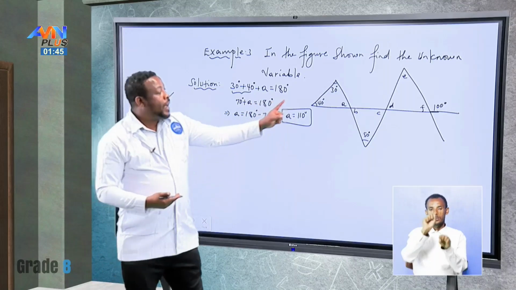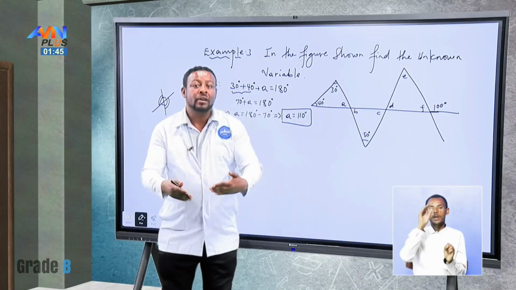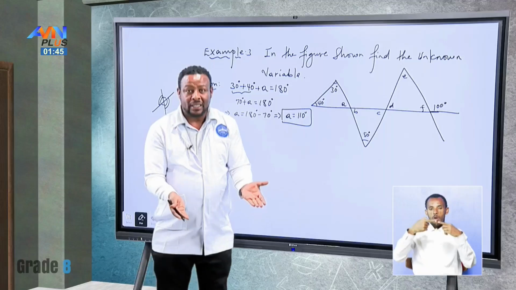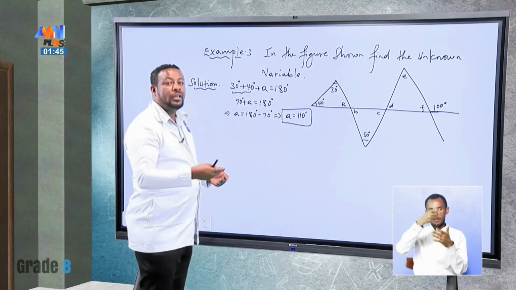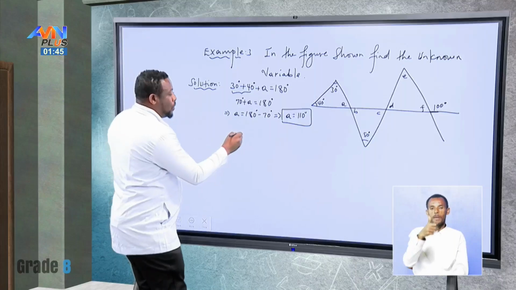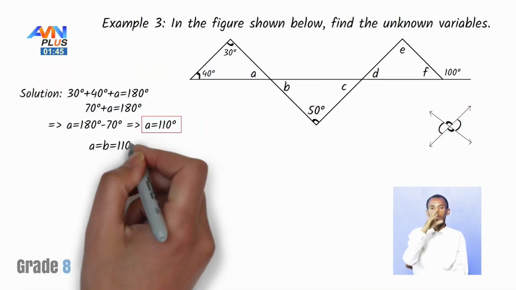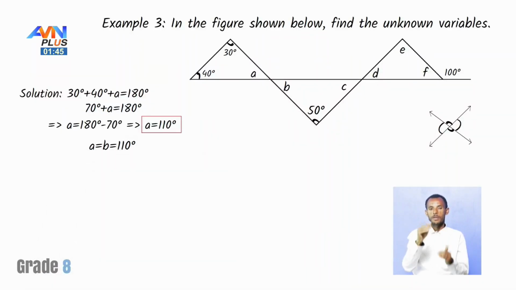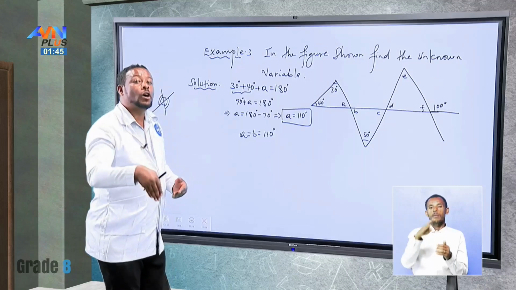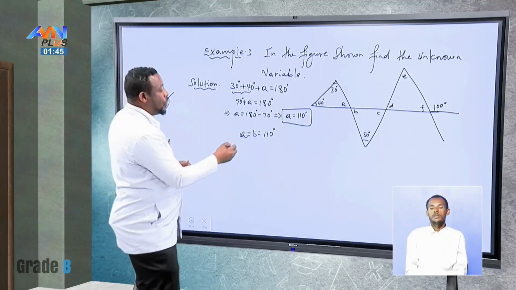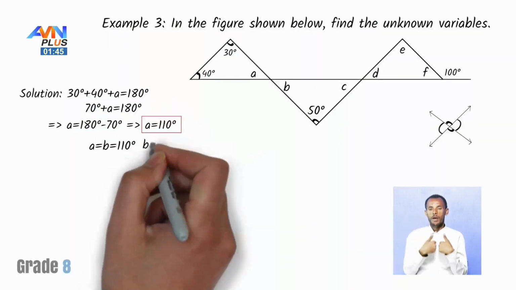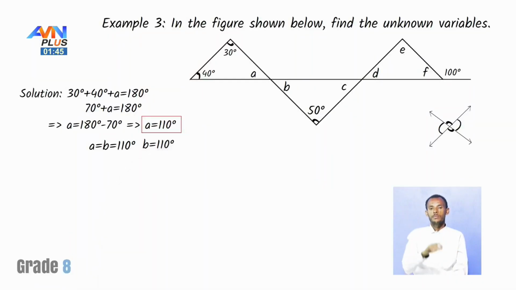So A and B are vertically opposite angles. So immediately you can get the value of B from A. A and B are the same, which is 110 degrees by vertically opposite angles. That is the reasoning that you need to state, right? So we have the B value here. B is 110 degrees.